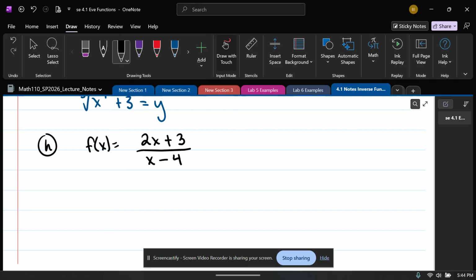The only difference is there are two places where there's an x. So when I do that first step, I'm going to swap the x's and the y's. That's going to be x equals 2y plus 3 over y minus 4, like that. That's step one, where you swap x and y. Everywhere there's an x, it becomes a y.